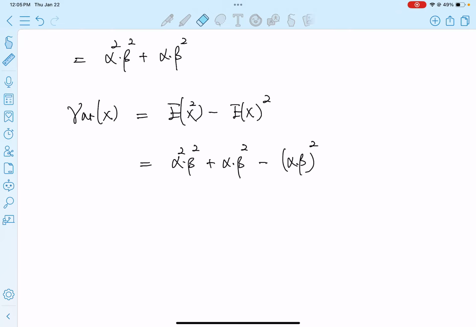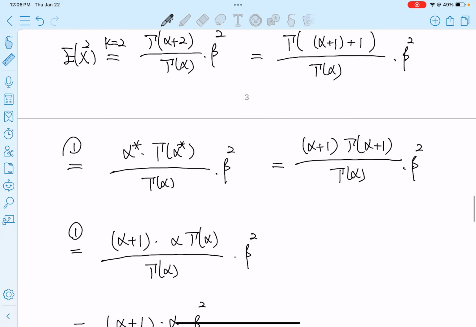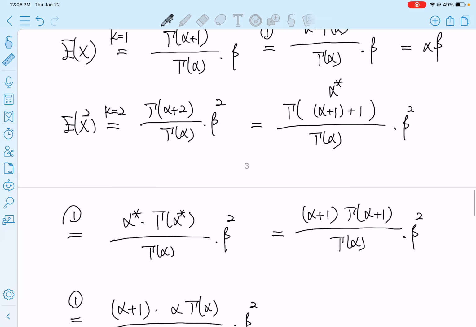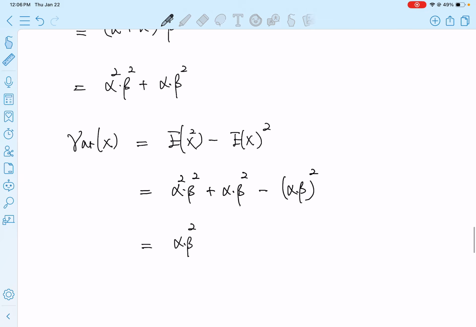So here we will have alpha beta squared. We calculate the first moment by setting k equal to 1. We calculate the second moment by setting k equal to 2. And then the variance is just plug in, and then only this term remains, so that we have the variance of x, the variance of the gamma random variable.